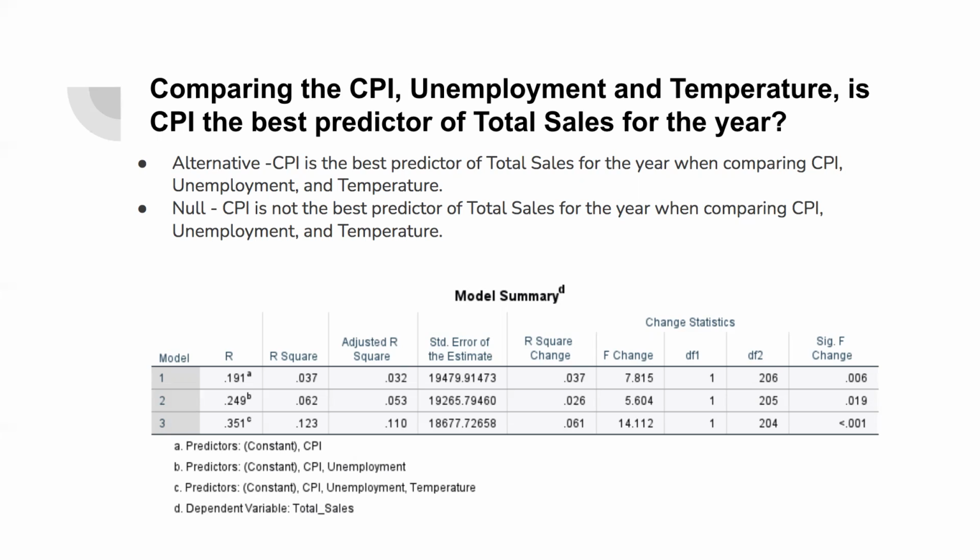Despite only certain models being run for this multilinear regression, all 3 p-values for CPI, unemployment, and temperature are significant. According to the SPSS results of this multilinear regression, we need further analysis to fully evaluate the identified data, which is standardized residuals that are plus or minus 3. The result of this analysis agrees with the alternative hypothesis that the CPI is the best predictor of total sales for the year when comparing CPI, unemployment, and temperature.